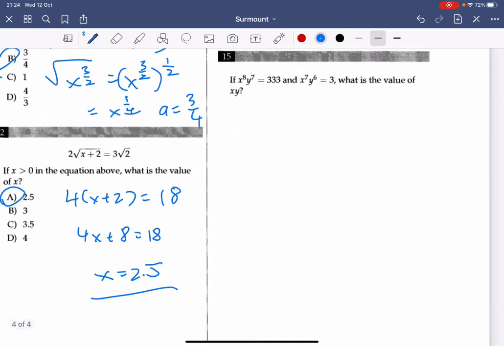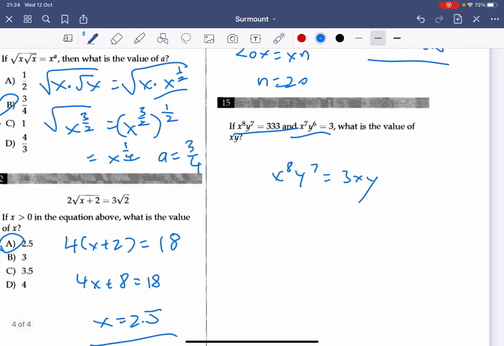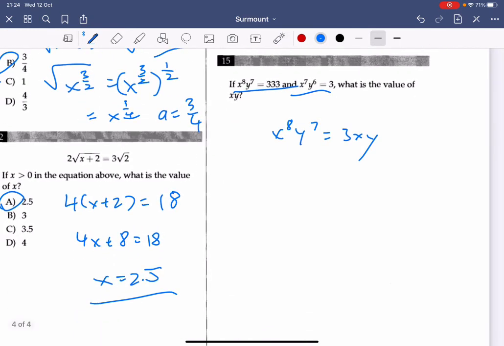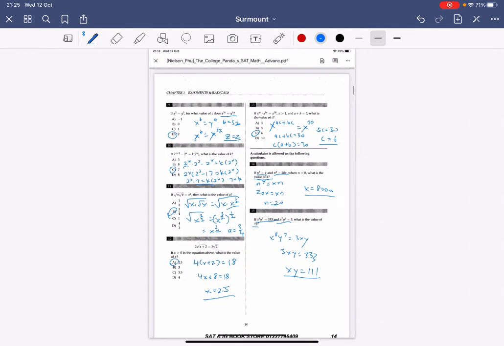And this one can be a little bit tricky. So again, you want to turn 2 equations to the same, because there are 2 variables, 2 equations, so you know that this is solvable. So multiply both sides by xy, this equation, so you get x to the power of 8, y to the power of 7 equals 3xy. And you know from this that x to the power of 8, y to the power of 7 equals 333. So 3xy equals 333, and xy will equal 111. And you don't need to find the separate values of x and y.